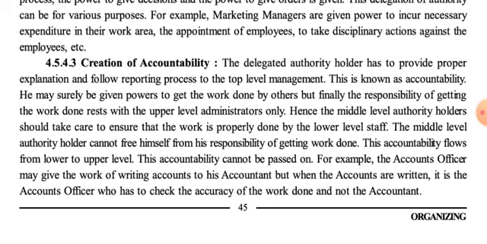So the middle level authority holder should take care to ensure that the work is properly done by the lower level staff, so that there will be assurance of getting the work done within a stipulated time period. This accountability flows from lower to upper level. Like this particular statement: basically, authority and responsibility flow from top level to bottom level, while accountability flows from the lower, that is the bottom level, to the upper level in a sequential manner. This accountability cannot be passed on.